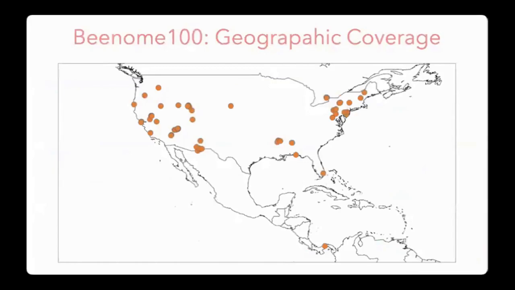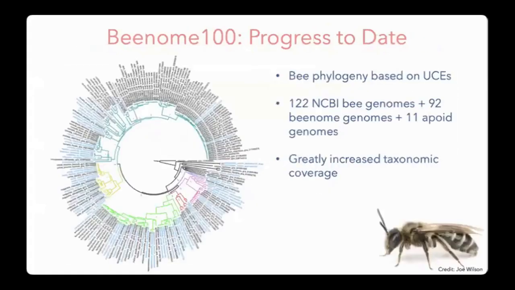The slide here provided by Catherine Paris shows the geographic coverage of sampling for Beenome. Most samples are from the US, but a few bees have been sent to us from Canada and also from Panama, where there are some interesting social bees that will be of use to the sociality subgroup.